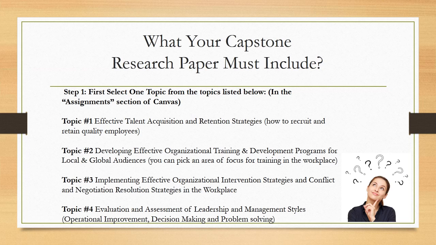So feel free to choose any conflict situation that you have experienced in your past or present workplace if you choose that topic. You can also choose topic 4 if any of the other topics are not of interest to you. And topic 4 is evaluation and assessment of leadership and management styles, where you will discuss strategies for assessing and evaluating effective leadership skills as well as good management styles, and what characteristics does a good leader have, or what characteristics does a good manager have.